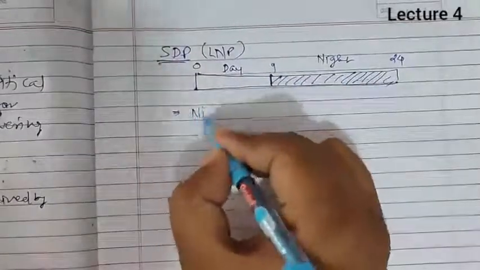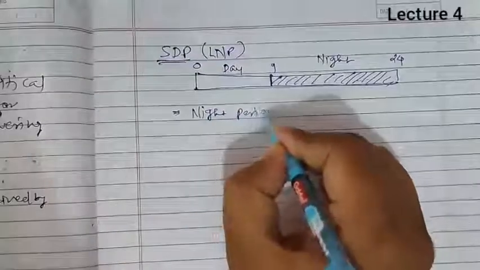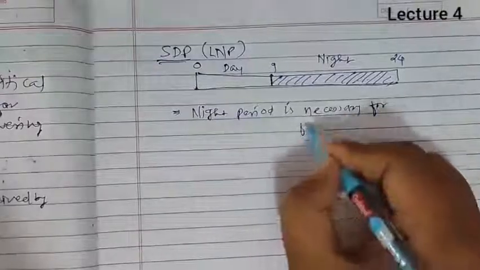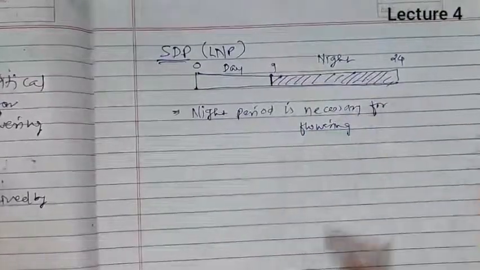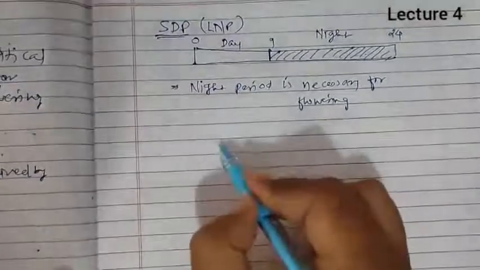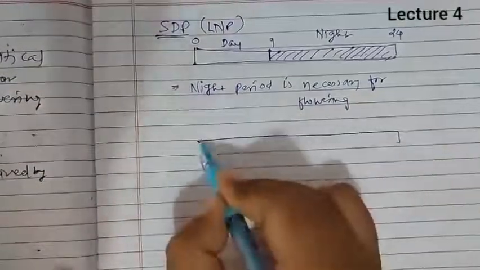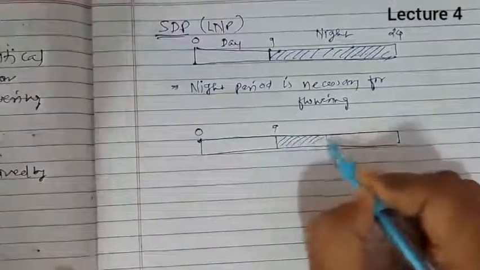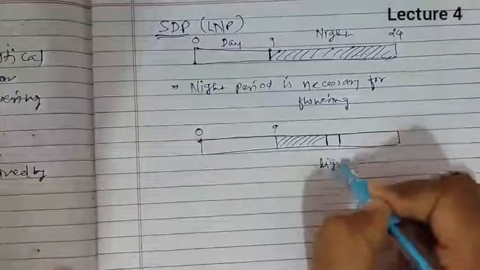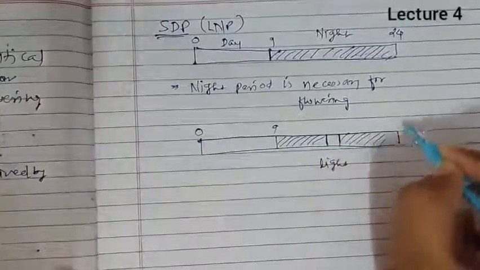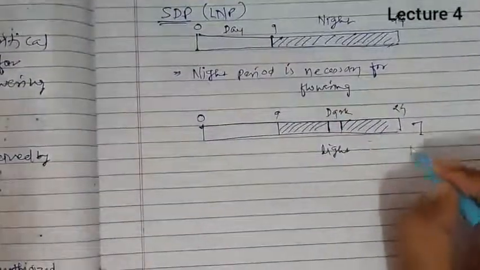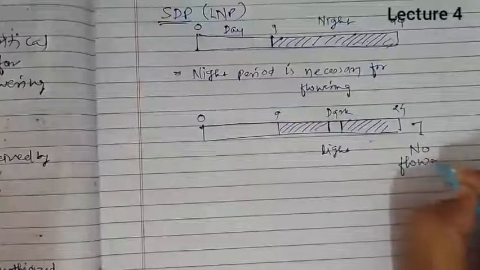Actually, the night period is necessary for flowering in a short day plant. So if this 0 to 9 period is there, but the dark period is broken up by a flash of light, then flowering will not occur.